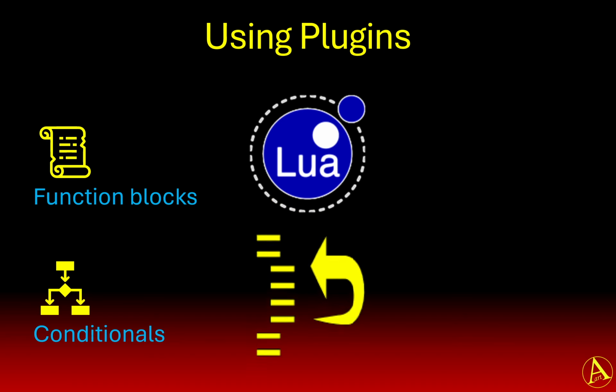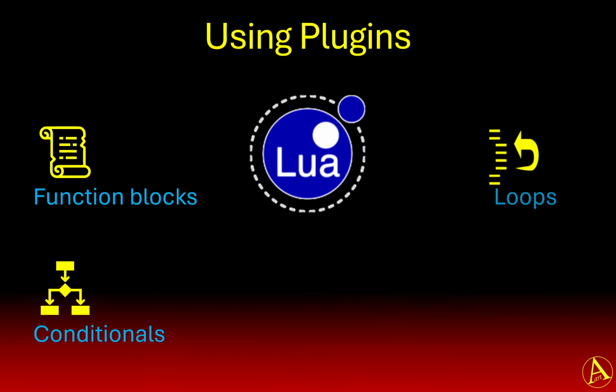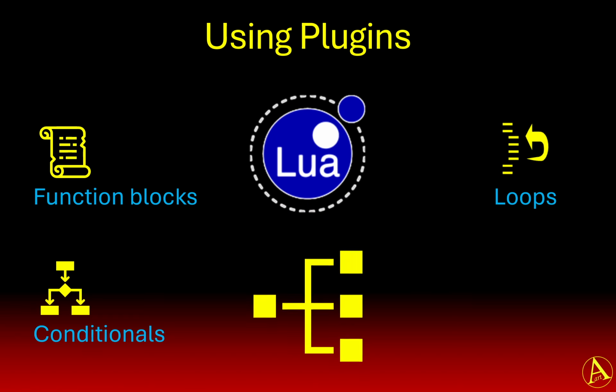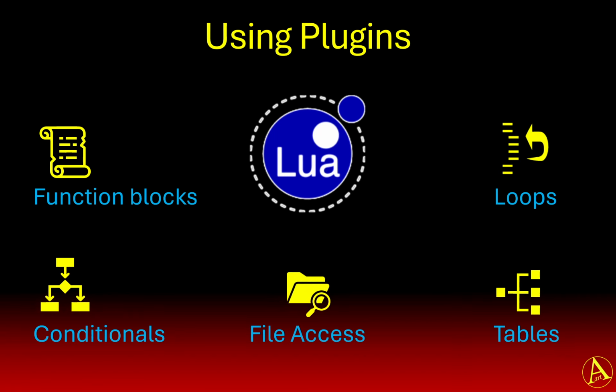Loops are very important. Loops allow us to repeat a part of our code many times with different inputs. We use tables to organize all the data that we have in our plugin. DMA uses many tables, for example, for a sequence or the list of all sequences. Finally, we have direct file access. We can read and write to the internal hard drive or to USB devices.